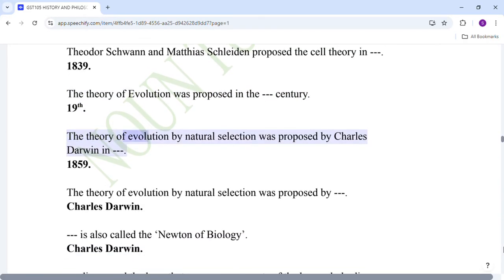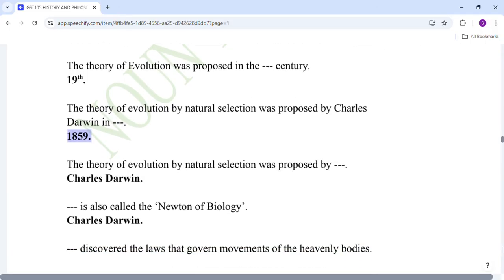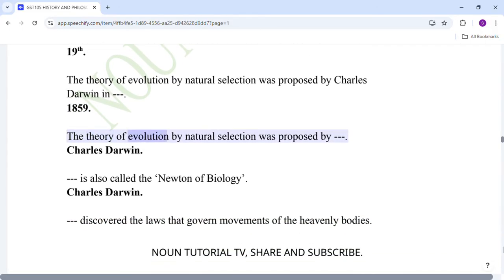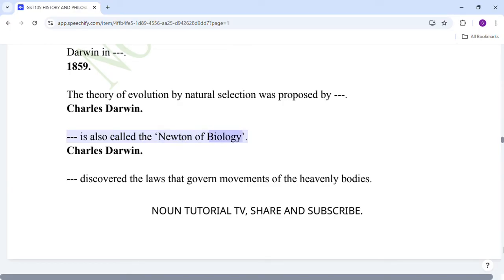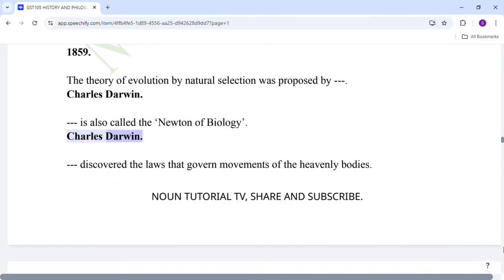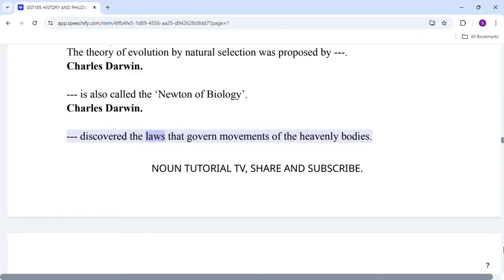The theory of evolution was proposed in the 19th century. The theory of evolution by natural selection was proposed by Charles Darwin in 1859. Charles Darwin is also called the Newton of biology. Johannes Kepler discovered the laws that govern movements of the heavenly bodies.